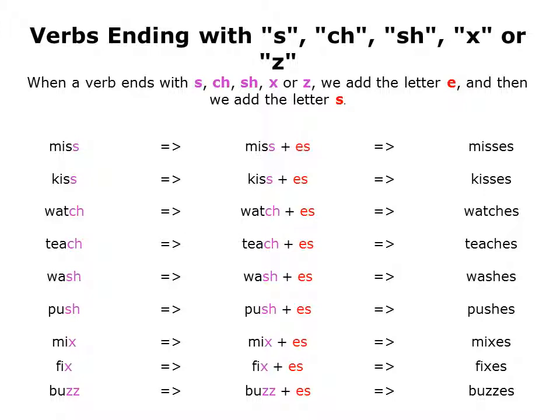Okay, we're gonna see an example. Says miss. Okay, so the verb will be, we just add es. Says kiss, we just add our es, it says kisses, okay, and so on.